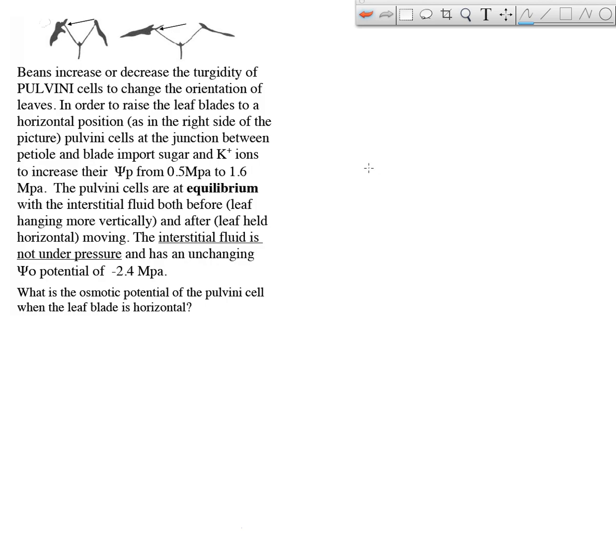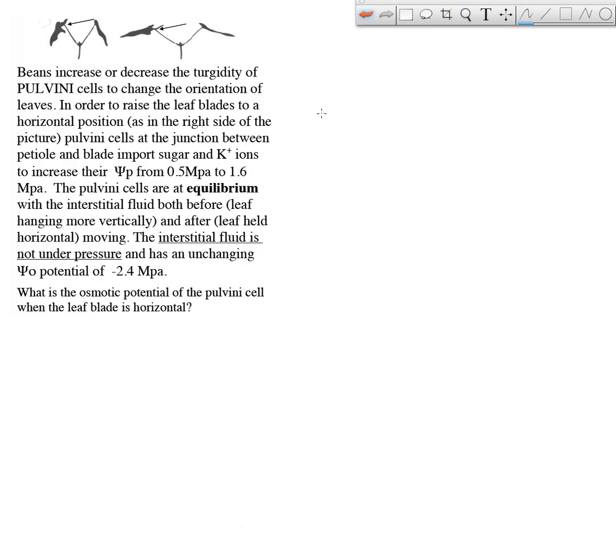So in order to get the leaf to this horizontal position, the Pulvini cells have to become bigger. In order to become bigger, they must obtain more water. Water will cause them to expand. The way to get more water into these cells is the import of solute, in this case sugar and potassium ions. When the sugar and potassium ions enter the cell, that draws water. Water goes down its concentration gradient into these cells. And that generates a physical pressure. That solution is pushing against the cell walls, and the cell walls are pushing back. There's your pressure. Okay, so how do we solve these problems?